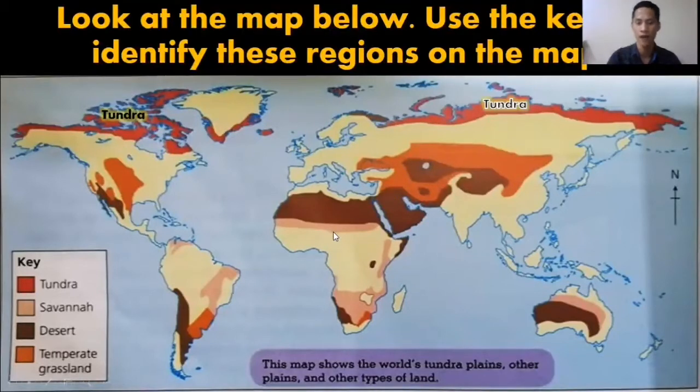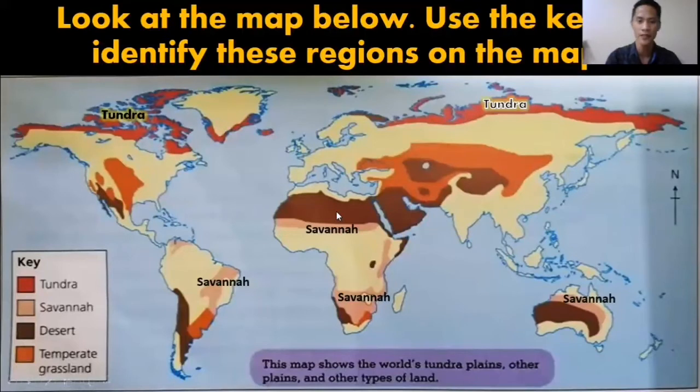Savanna is found in Central Africa, this region. There is also savanna in South America, even in this part, southern part of Africa, and northern part of Australia. Now let's find out the desert.